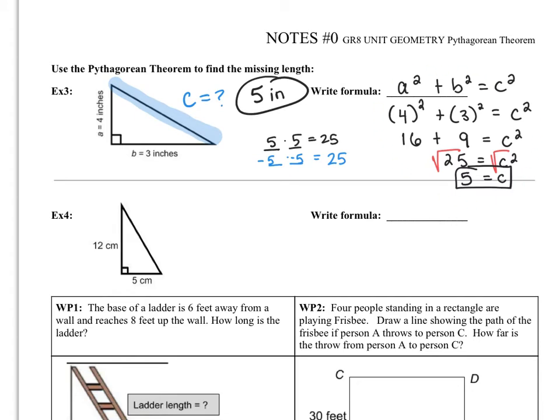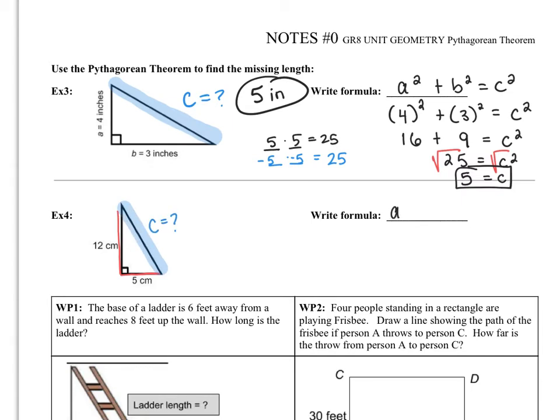Let's try example 4. On example 4, again, I've got my 2 legs. I've got the 2 sides that are forming the right angle. So I've got my A and my B. And what I'm missing is my hypotenuse. So my unknown value is going to be C.